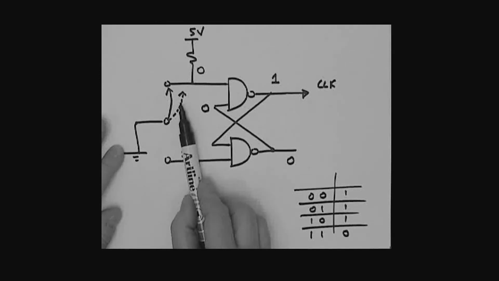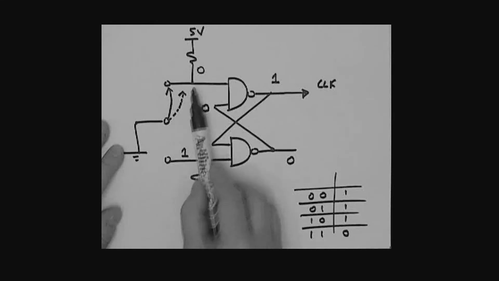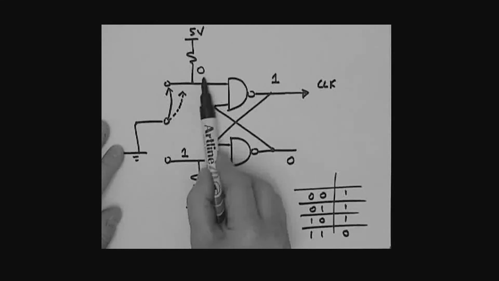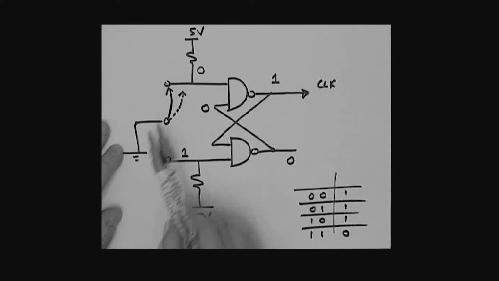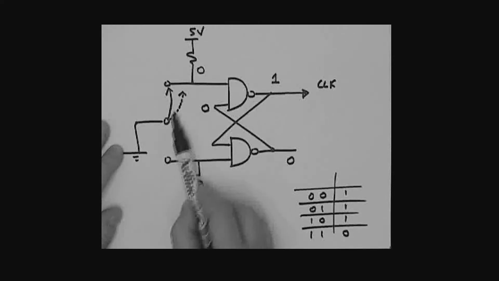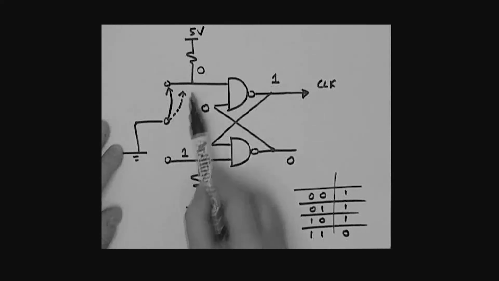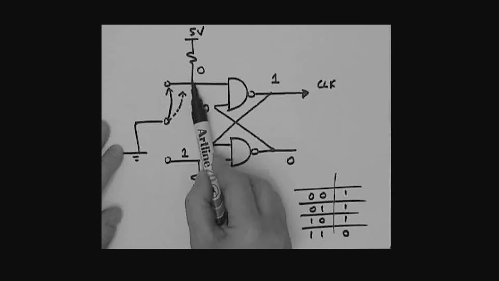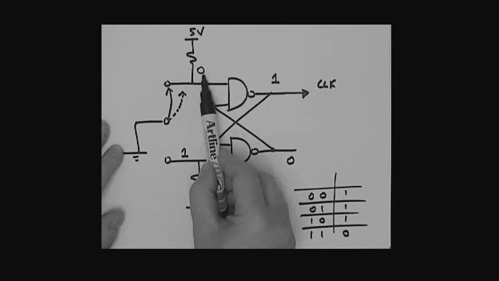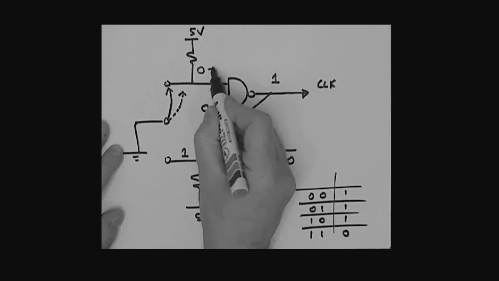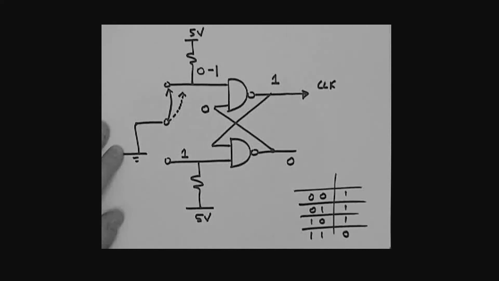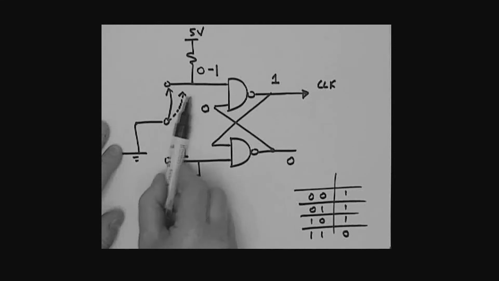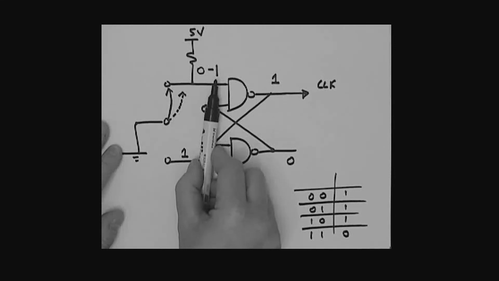It's bounced open. If this guy has bounced open, what's it going to do to this logic level right here? Remember, if I've got a direct connection to ground, that is logic 0. But if it's bounced open, what's going to happen? There is no connection to ground. So what's going to happen to this logic level? It's going to go to a 1, be it for a short period of time, because this is actually bouncing, but it went to a 1.